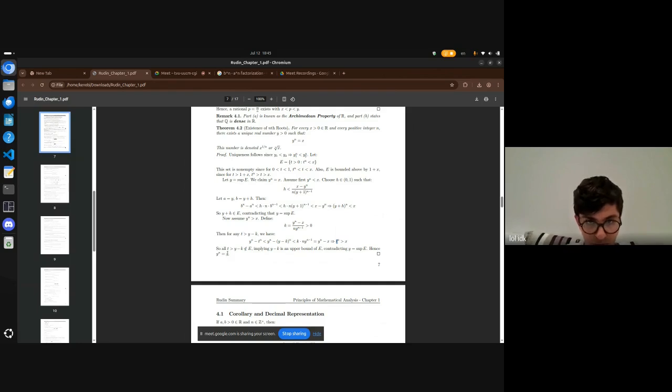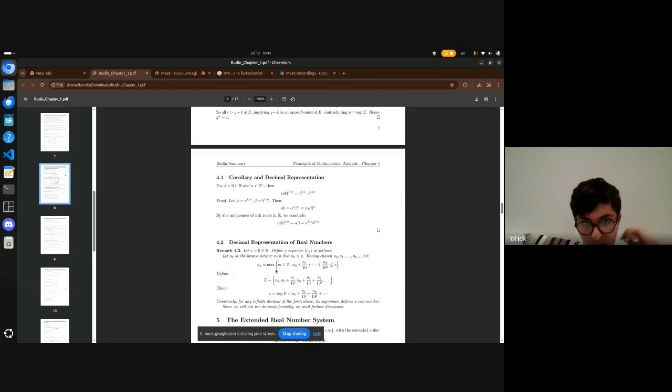So that means t is greater than y minus k, and it's not an e because it's actually the inverse of e. Here it's supposed to be less than x, but here it's greater than x. Showing that y minus k is an upper bound of e, contradicting y is equal to the supremum of e. Hence, y to the n is equal to x. We get the following corollary for it. For a, b greater than 0, (ab) to the 1 over n is equal to a to the 1 over n times b to the 1 over n.